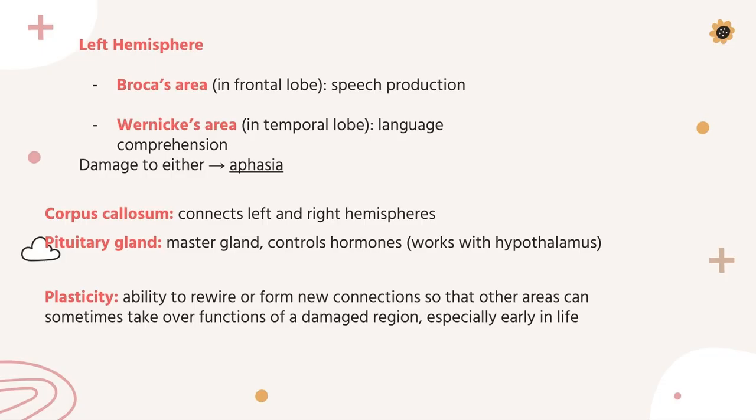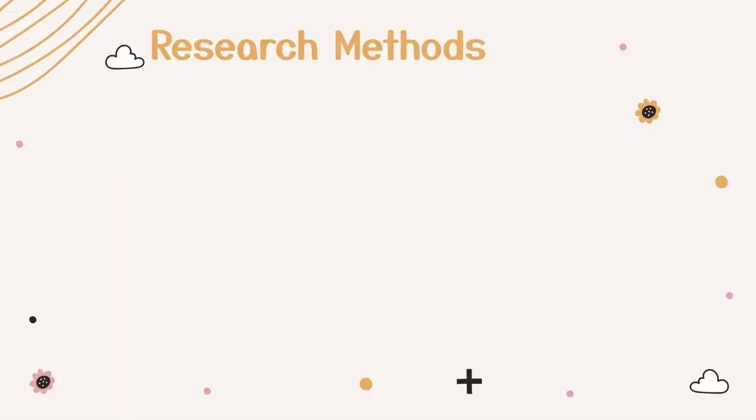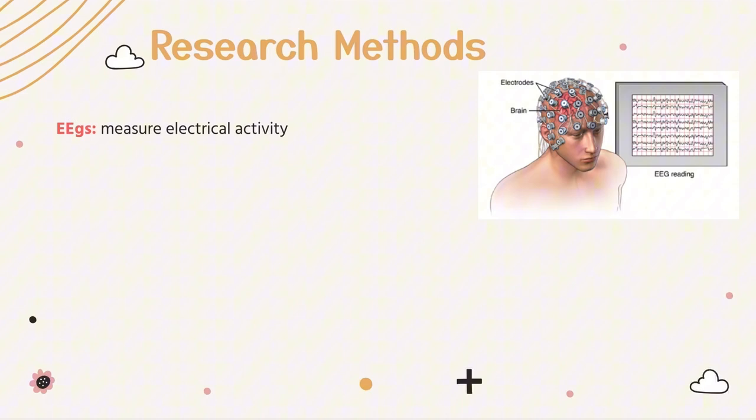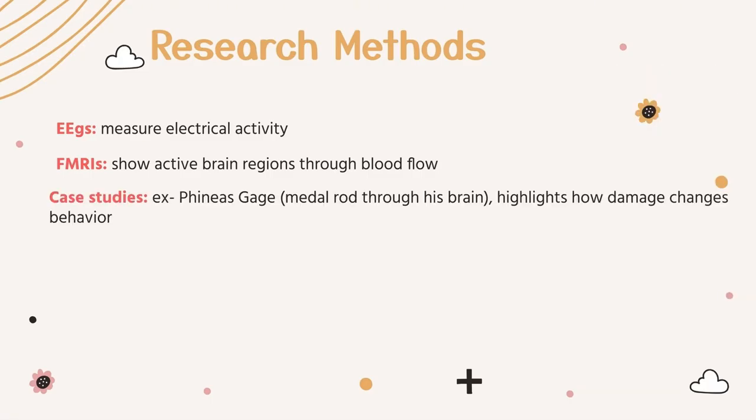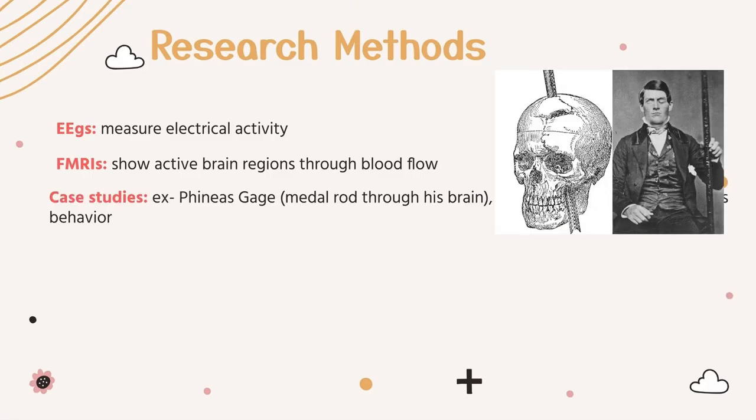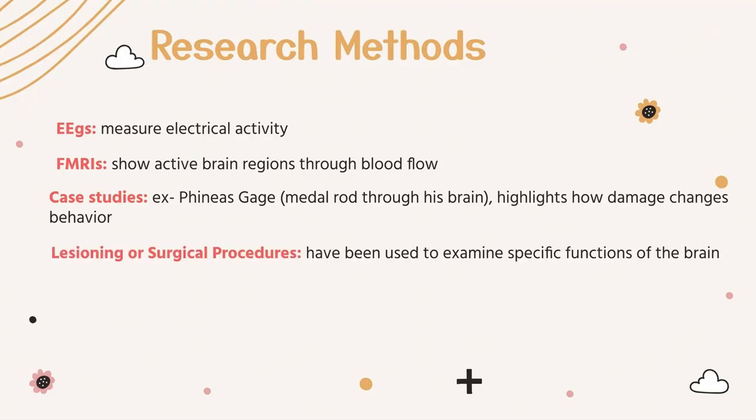Moving on to research methods. There's EEGs, which measure electrical activity, and fMRIs, which show brain regions through blood flow. Case studies like Phineas Gage, a man who had a metal rod through his brain, highlight how damage can change behavior. Lesioning, or surgical procedures, has been used to examine specific functions of the brain.